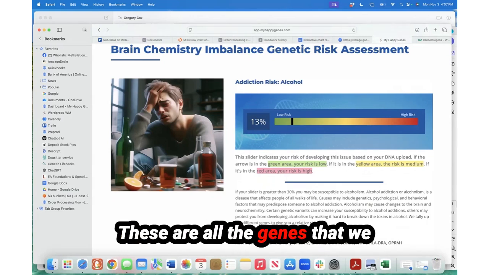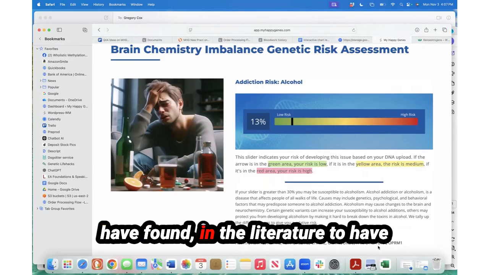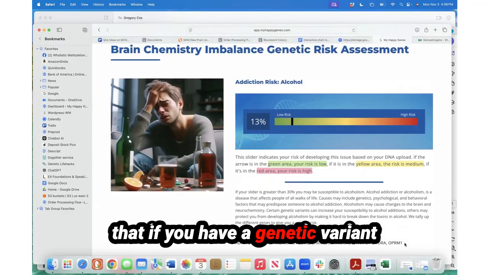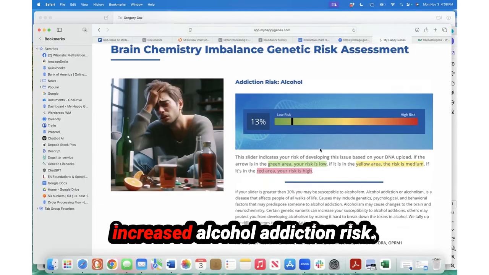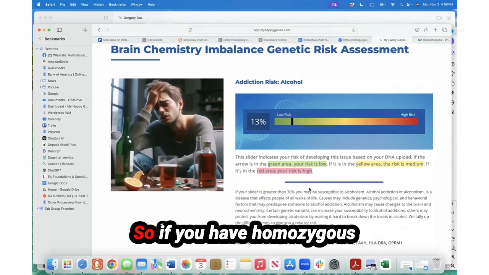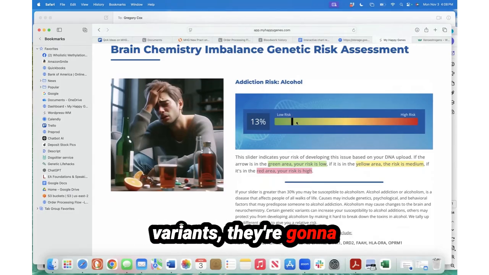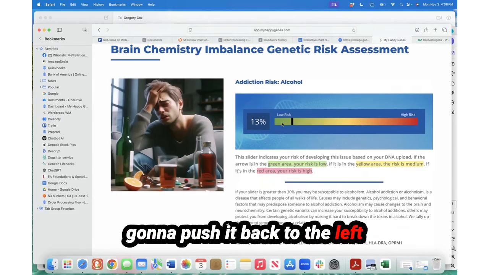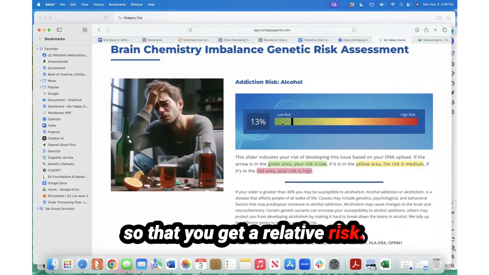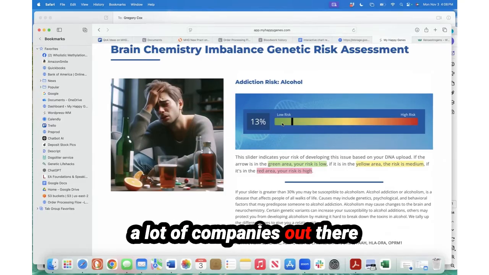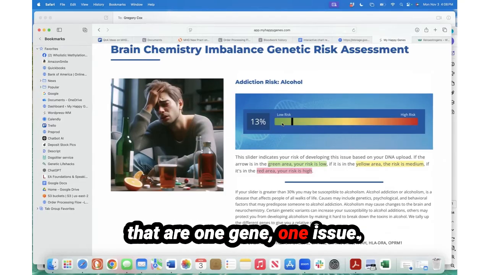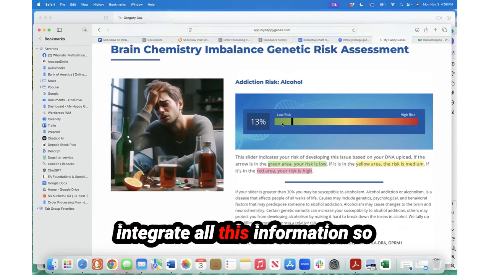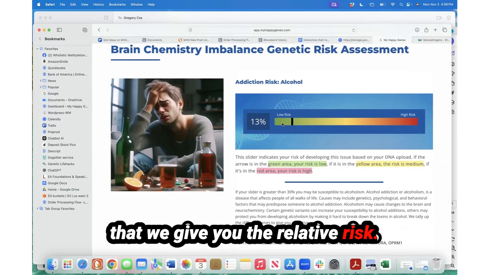These are all the genes that we have found in the literature to have good scientific studies behind that if you have a genetic variant there, it can be associated with an increased alcohol addiction risk. So if you have homozygous variants, they're going to push this slider to the right. If you have the normal code, it's going to push it back to the left so that you get a relative risk. And this is very different than a lot of companies out there that are one gene, one issue, here's your supplement that you take. We've done a lot of work to integrate all this information so that we give you the relative risk.